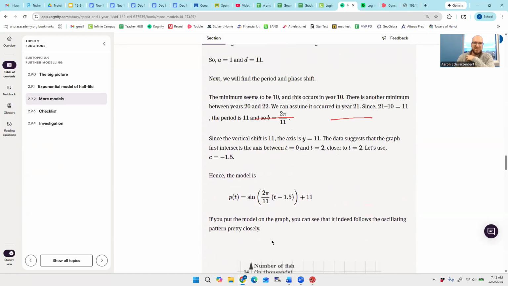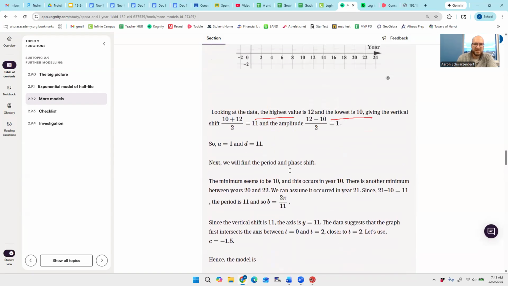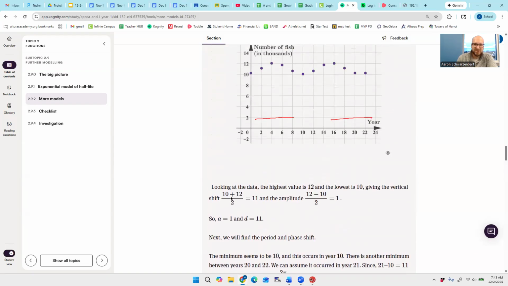I guess they chose to find the model by hand. I don't think I ever would. But they decided the period repeated every 11. It's interesting. And then it was shifted to 1.5. Okay, yeah.